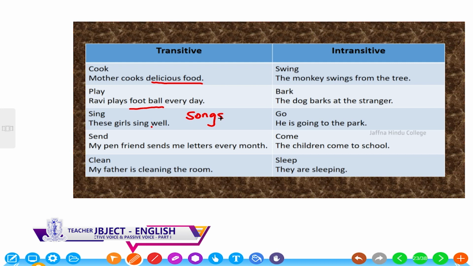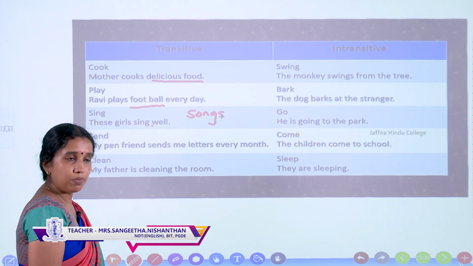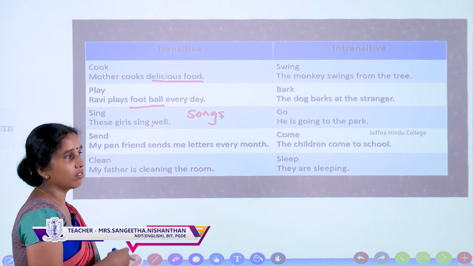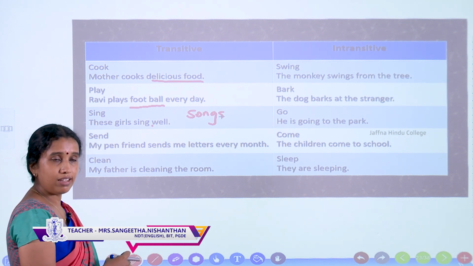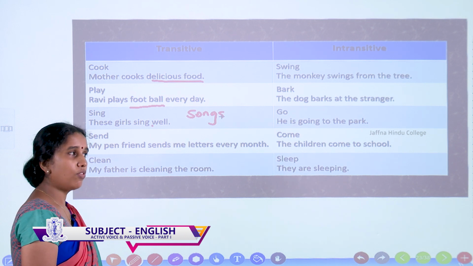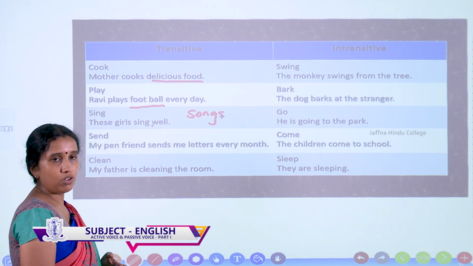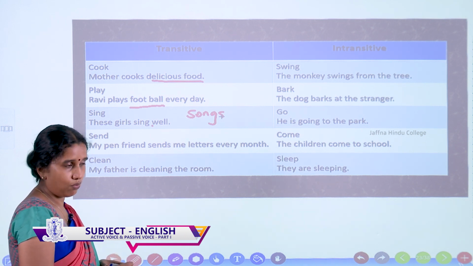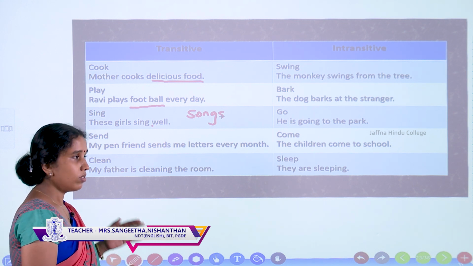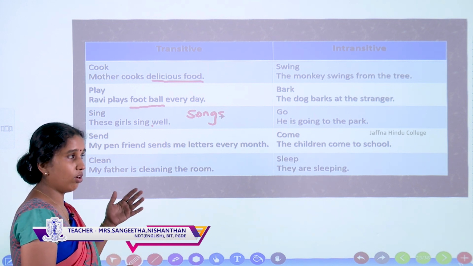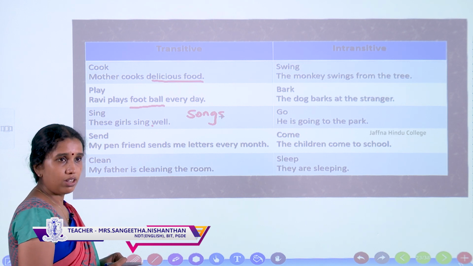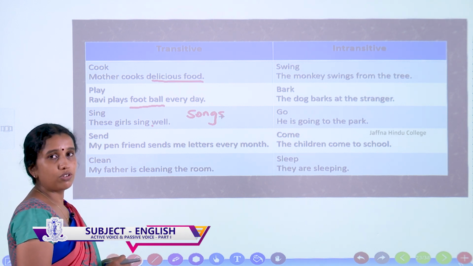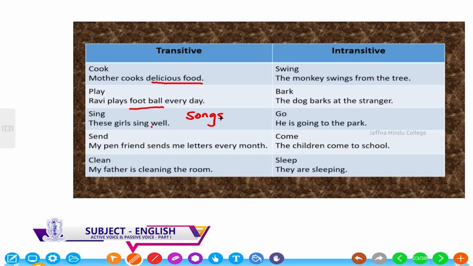Sometimes the object is hidden, but we can get an object to change them into passive voice. So, we can change it into passive voice. It is a transitive verb. So, don't worry if they don't give you the object, you can put a suitable object there.